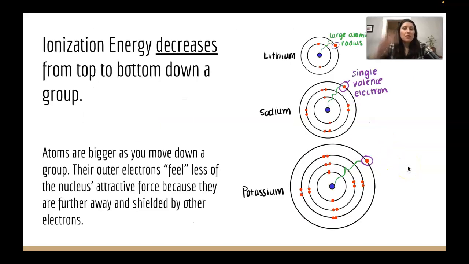The opposite is true if you go down a group. So ionization energy decreases from top to bottom on the periodic table. That is because as atoms are getting bigger, those outer electrons feel the nucleus's attractive force less. They're further away and they're shielded by other electrons. So it doesn't take very much energy to pluck one of those outer electrons away. So it would be easier to remove this valence electron from potassium than from lithium.